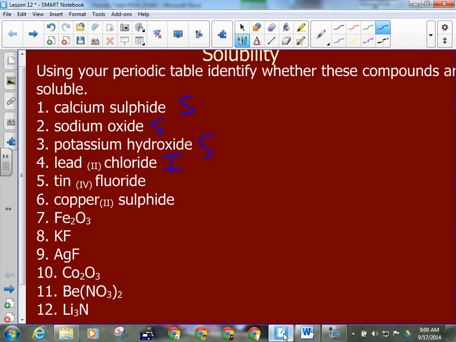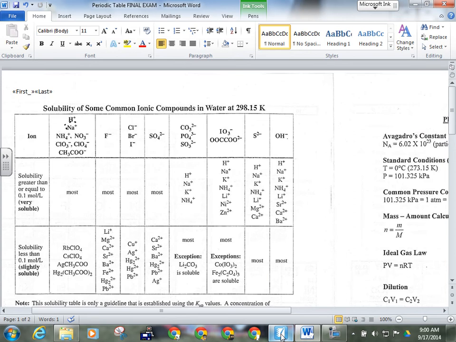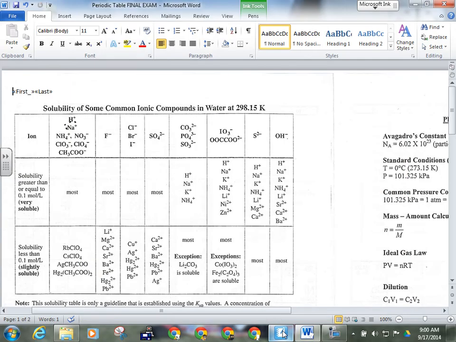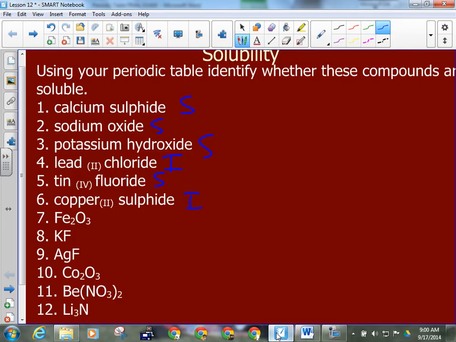All right, tin 4 fluoride. Fluoride is right here, soluble with most things. And it would appear as though tin is included with most because I don't see Sn listed down there in the not soluble row. So that stuff would be soluble. Okay, copper 2 sulfide. Same idea. Sulfide's over here, soluble with these things. Copper is not listed there, so copper must be part of most. That is going to be insoluble.